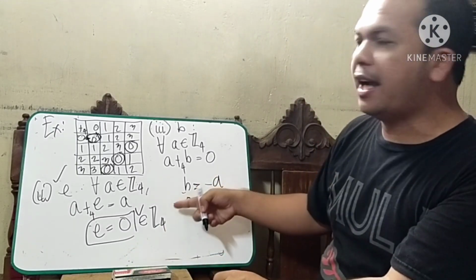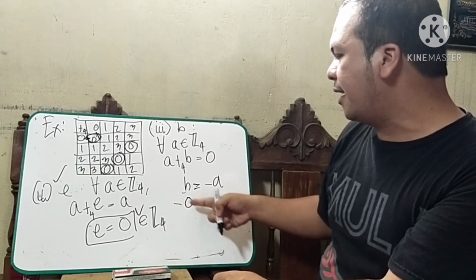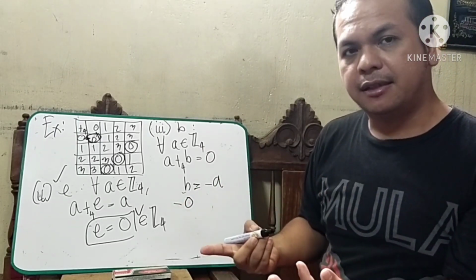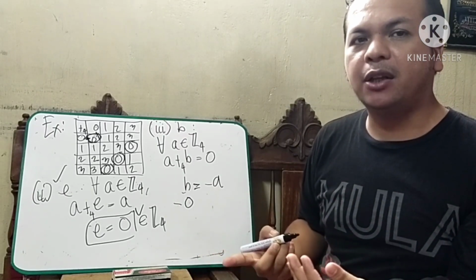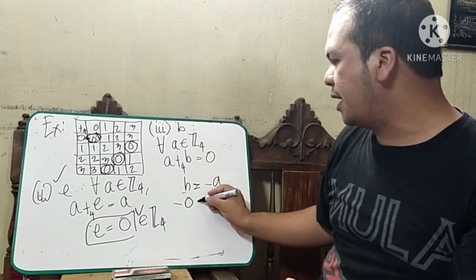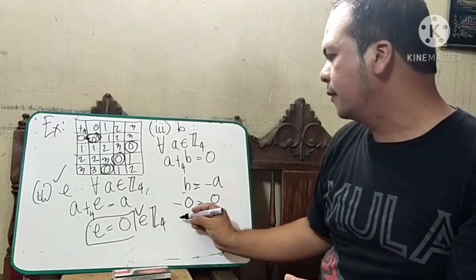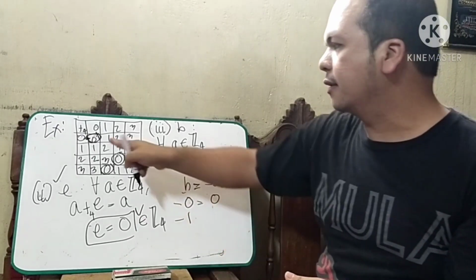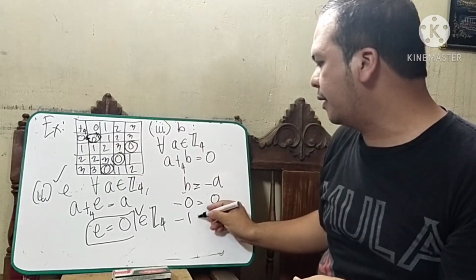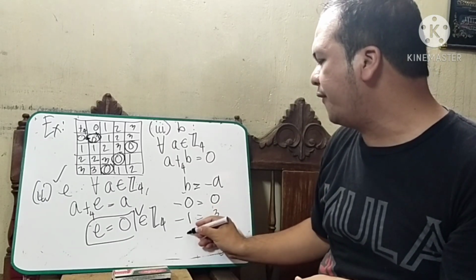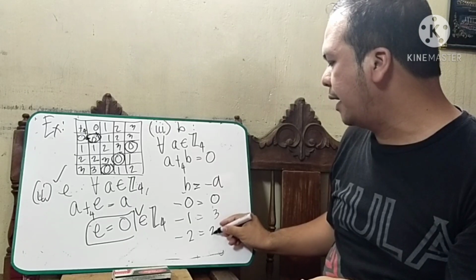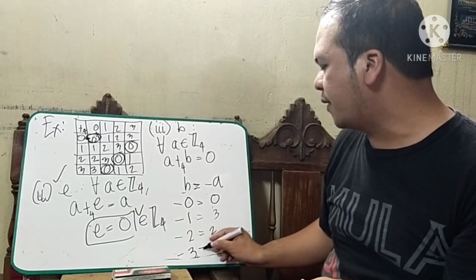Let's note that as negative 0. The inverse of this negative here pertains to the inverse with respect to addition modulo 4. So, the inverse of 0 is 0. The inverse of 1 is 3. The inverse of 2 is 2, and the inverse of 3 is equal to 1.